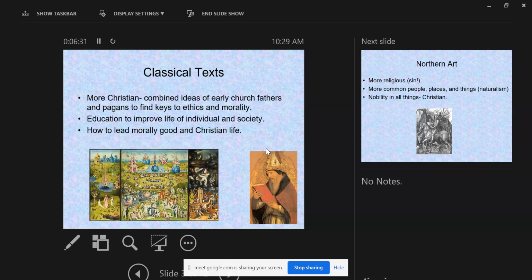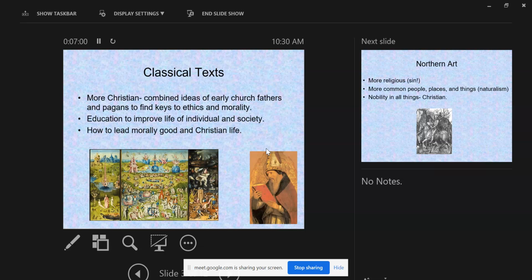The classical texts, like I said, that they're looking at aren't things like histories of Rome or what happened in the Peloponnesian War between Sparta and Athens and things like that. The classical texts that they're looking at are the works of the early church fathers. Many of them in Greek, some of them in Latin.